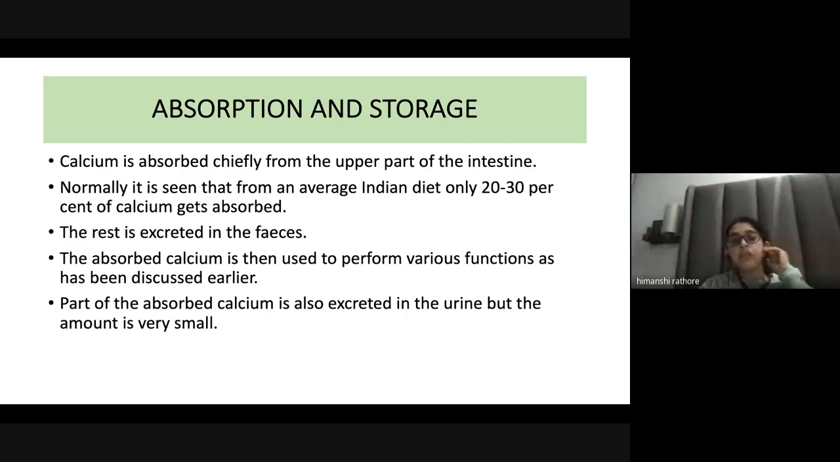The absorbed calcium is then used to perform the functions as discussed earlier, like for the bones and for the teeth. The rest of the calcium is excreted outside the body in the form of feces. Otherwise, it is excreted in the urine and feces, but the amount is very small because the bioavailability is very low. So absorption of calcium is very low, which is only 20 to 30% from the diet.